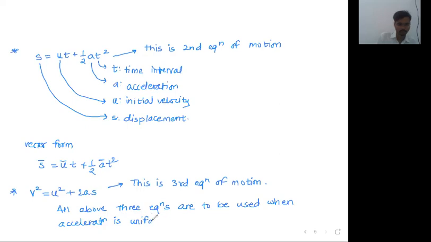Uniform means constant, not changing in magnitude, not changing in direction. Because acceleration is a vector, when do we say a vector is constant? When its magnitude is constant as well as its direction is constant. Okay sir, acceleration is uniform. All right. For the time being these are the three equations that we are going to use.